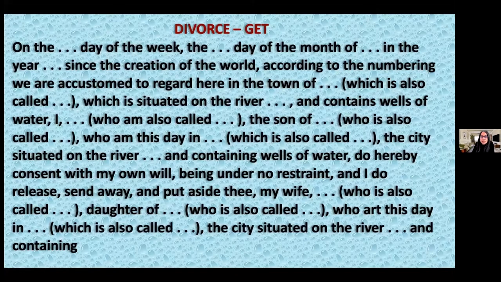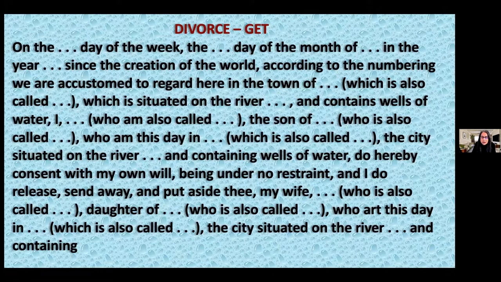Okay, a divorce is called a get. And here's what it says: on the day of the week, and the same way of showing when this is happening during the course of a week and a month, since the creation of the world, similar kind of formula. And then according to the numbering we're accustomed to in the town of whatever it is, in the traditional one, they talk about the river it's near. We don't have that problem here. We have a Riverside.